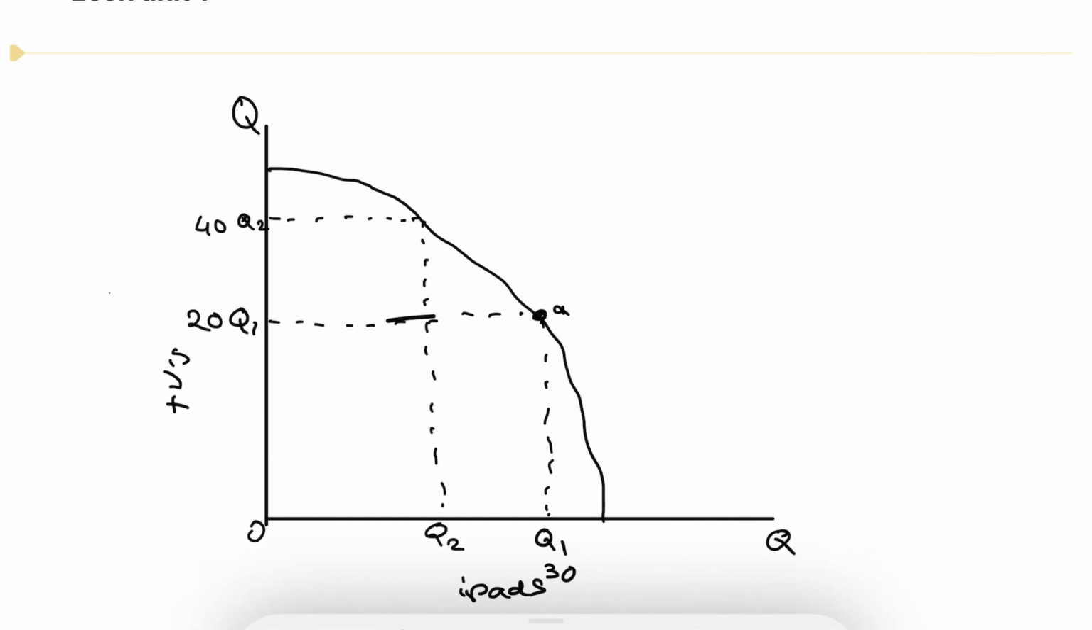As you can see, when we increase the amount of TVs produced, the amount of iPads produced decreases. So let's say that this is 20 iPads now. What it means when we talk about production possibilities is that there's a limited amount of resources that we have. With these resources, we can produce 40 TVs but 20 iPads, but we can also produce 20 with 30.